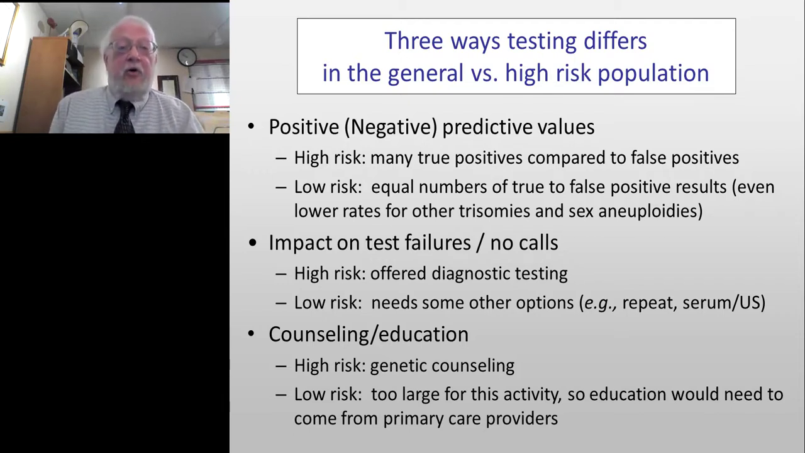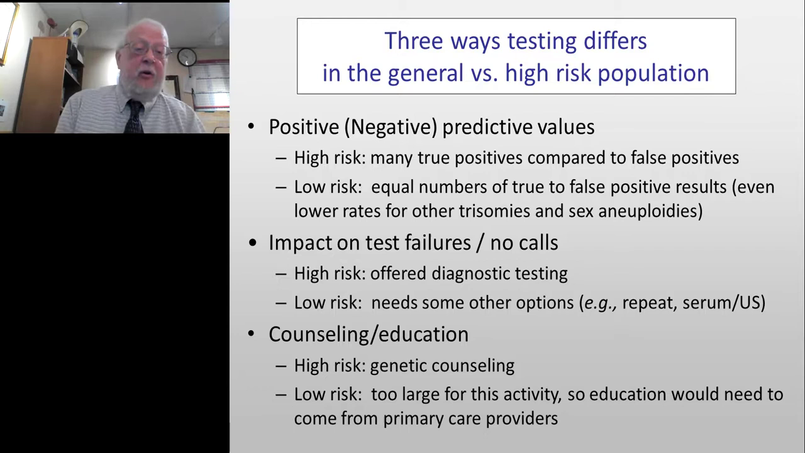What about test failures, no calls? In the high risk, they're already offered diagnostic testing, not much of an issue. But in the low-risk population, is the best thing to do just say, oh, go have an amnio? Well, maybe not. Maybe there are some other options like repeating the cell-free DNA or having a high-resolution ultrasound, a level 2 ultrasound. And what about counseling and education?